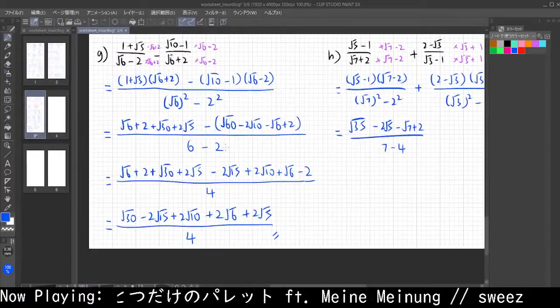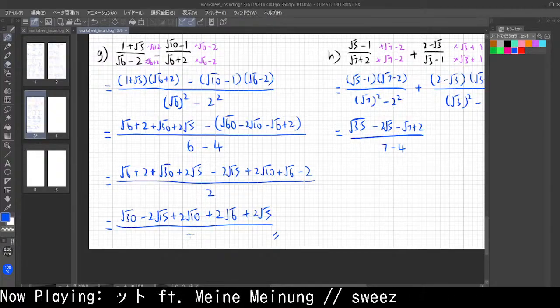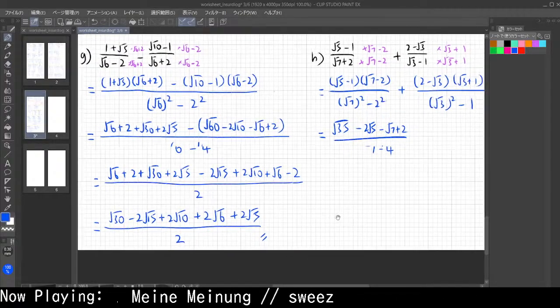Oh wait, I made a mistake at G actually. 2 squared is 4. 6 minus 4 is 2. But again, no 2 over there, so cannot simplify it.